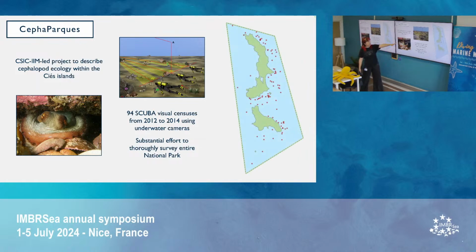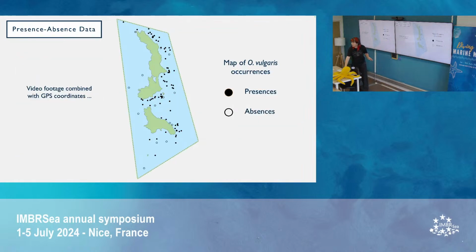As you can see here, every time there's a red dot, that's where a survey took place. So if we take the video footage that I mentioned earlier, combine it with the GPS coordinates taken during the dive, and so we look, where did we see an octopus, where didn't we? We get our first type of data, our presence-absence data, which looks like this.